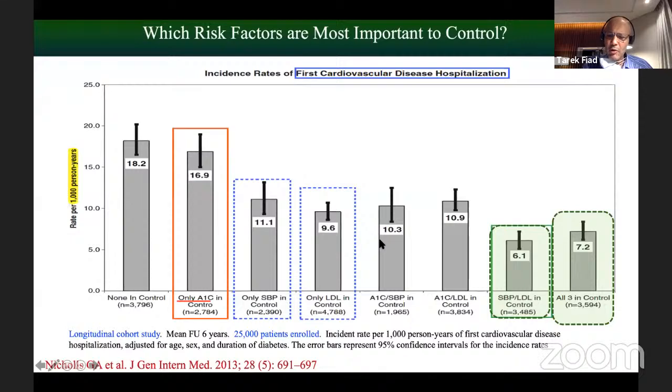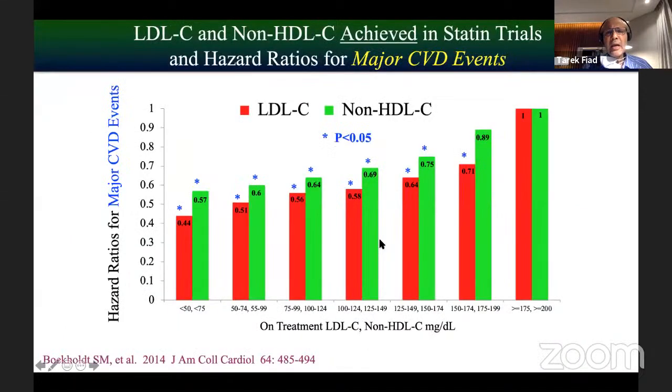because that's what will yield the maximum benefit to our patients. And then this is pooled data, which is again showing us that driving the LDL or non-HDL down to a level of less than 50 for LDL or less than 75 for non-HDL, again, will drive the major cardiovascular disease events down.